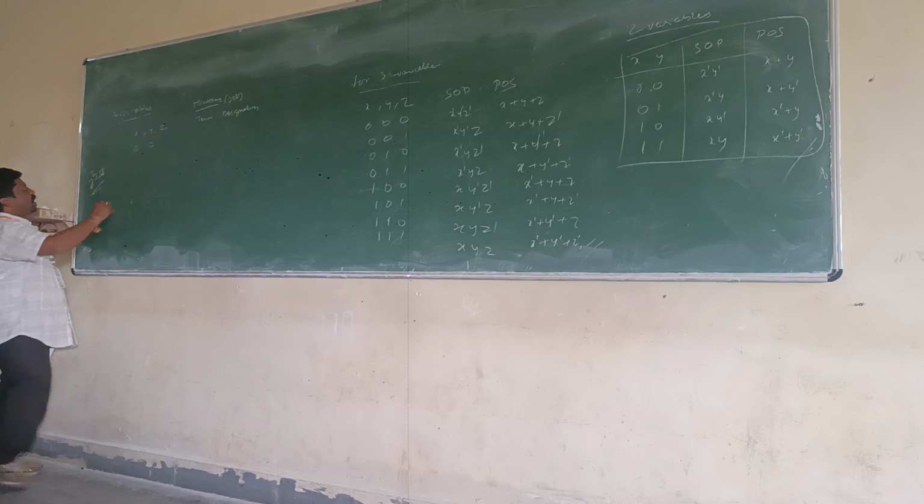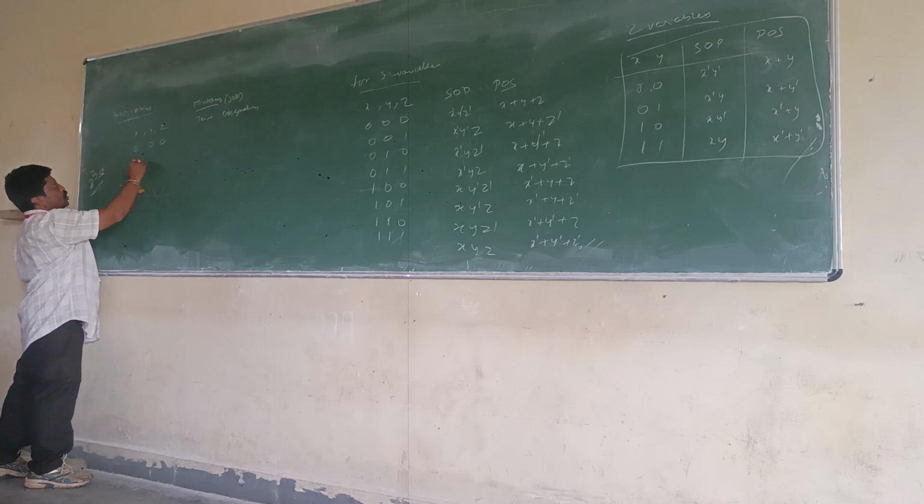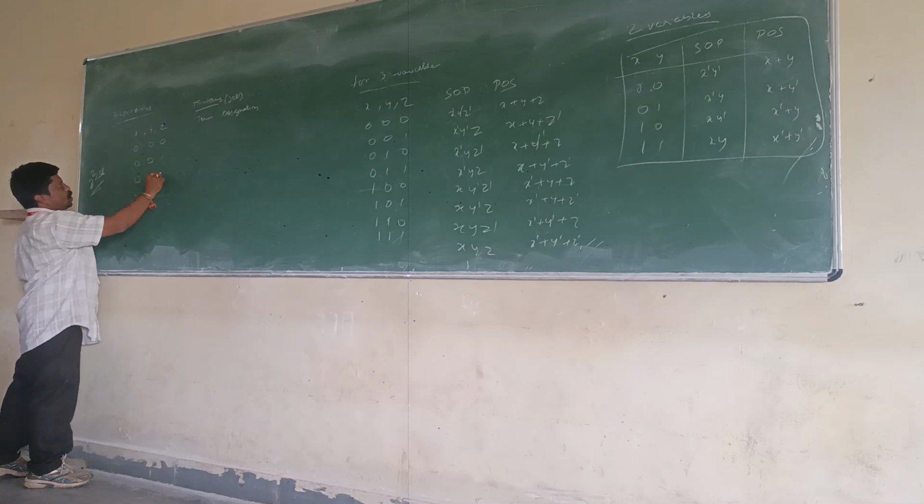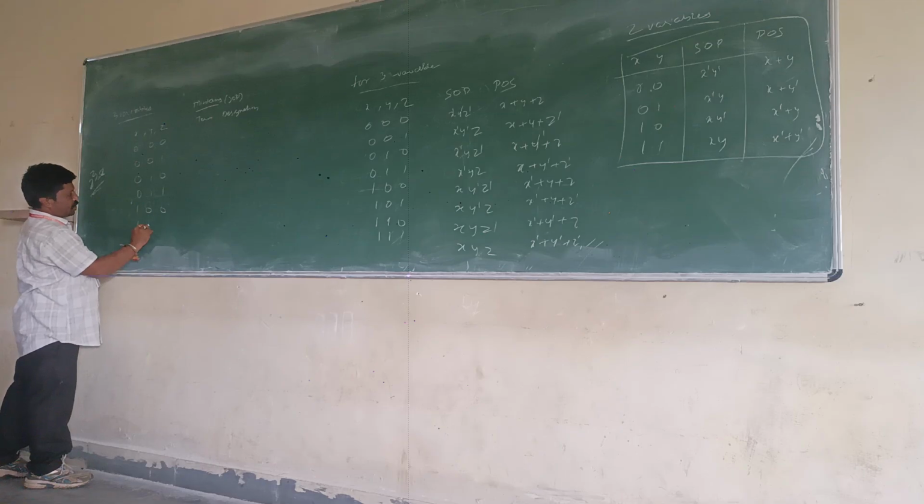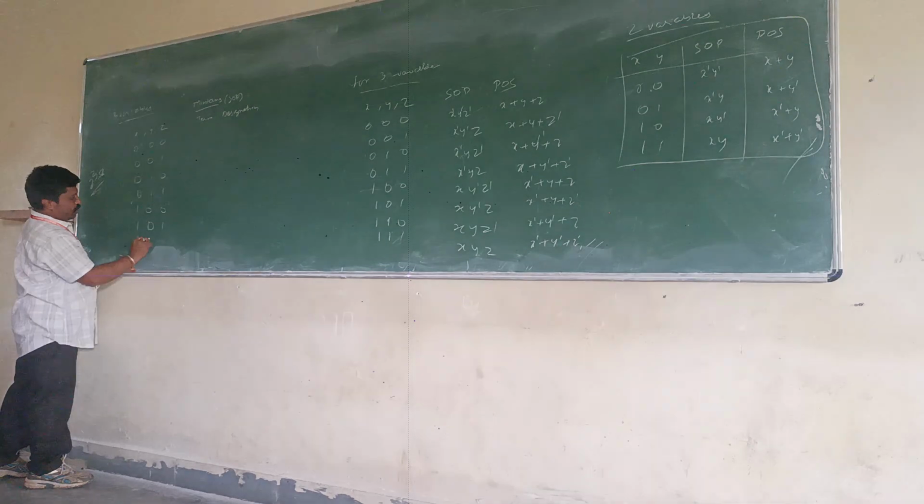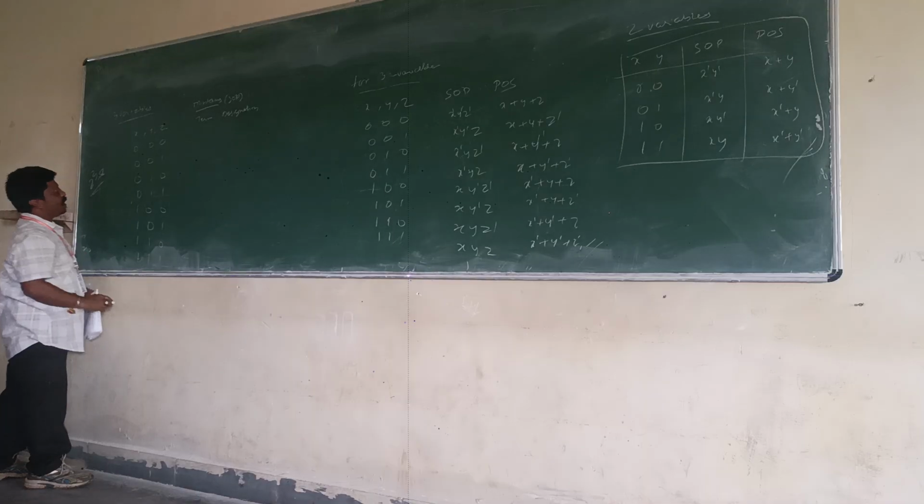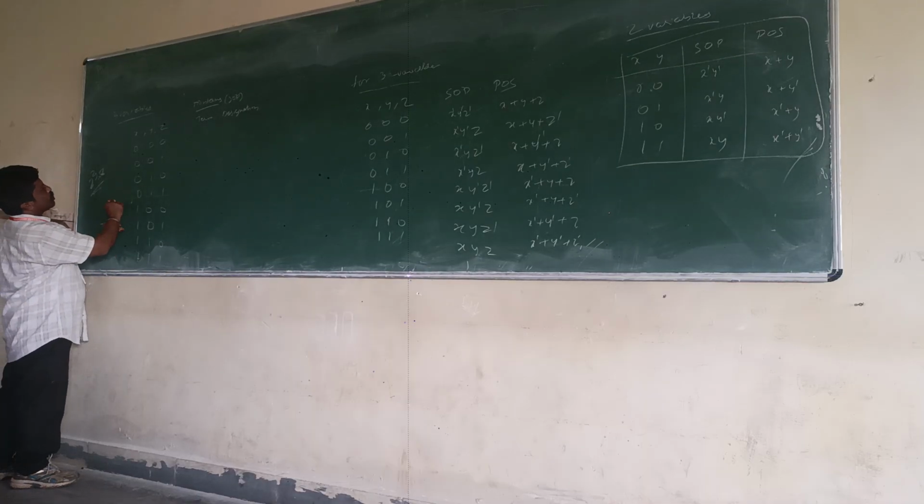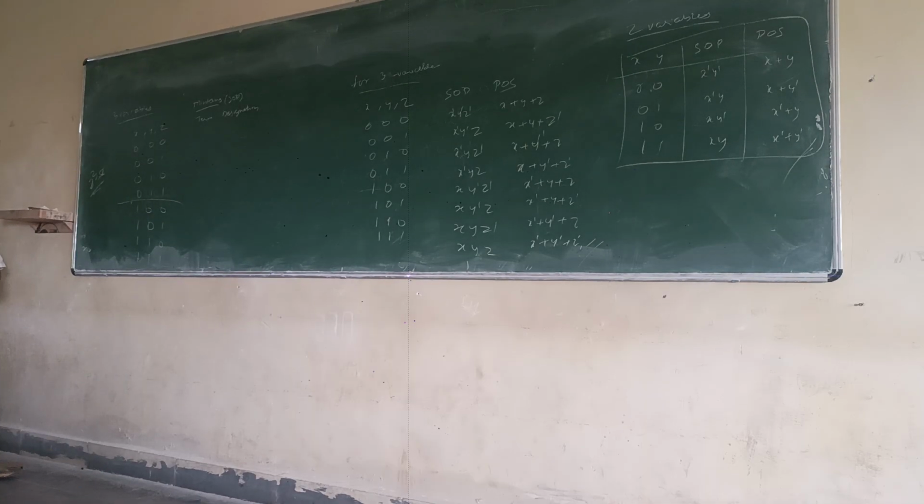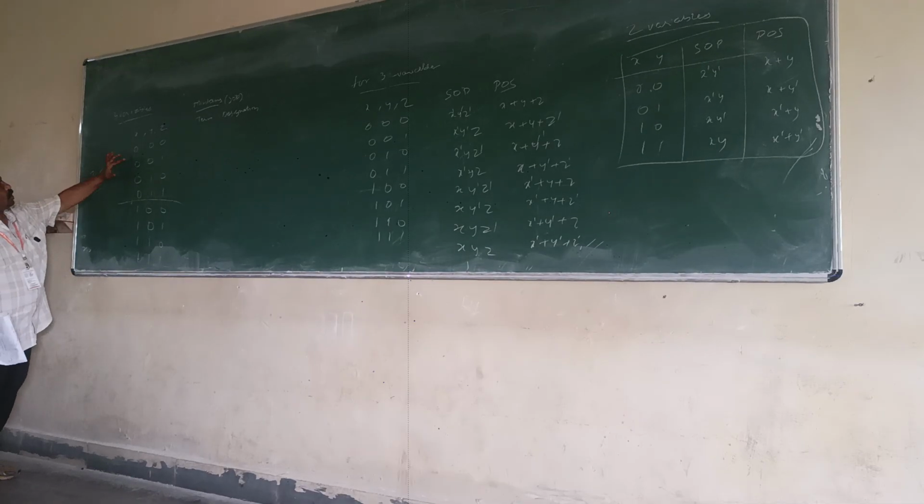So nothing but 0 0 0, 0 0 1, 0 1 0, 0 1 1, 1 0 0, 1 0 1, 1 1 0, 1 1 1. How many are there? 8. 1 2 3 4 5 6 7 8.